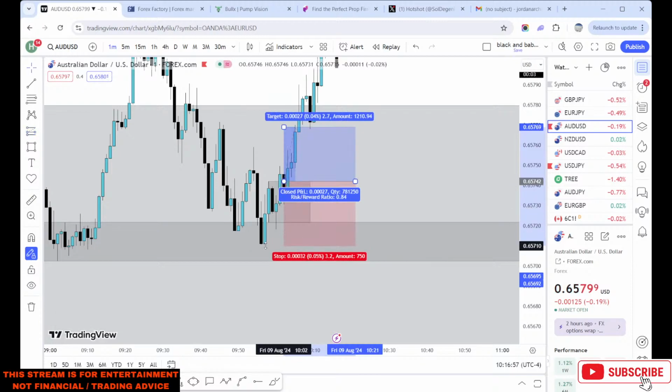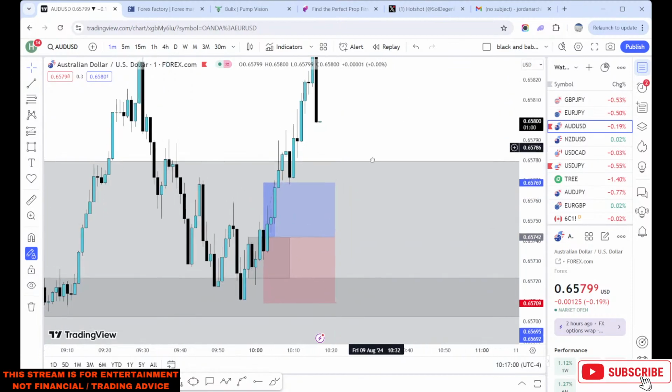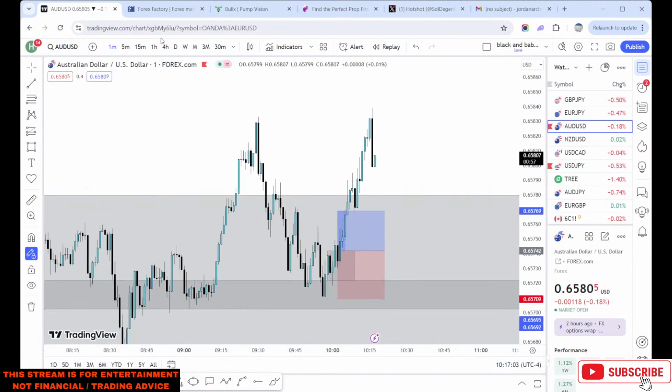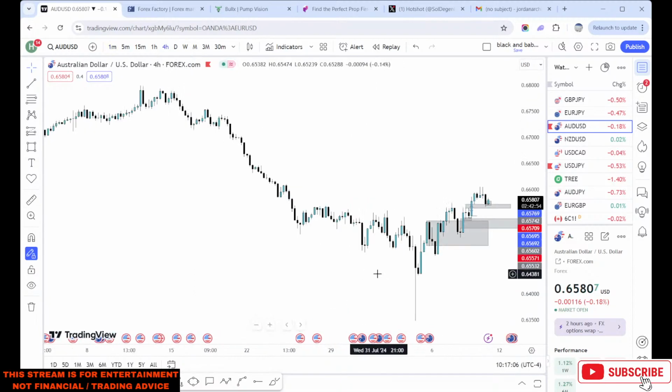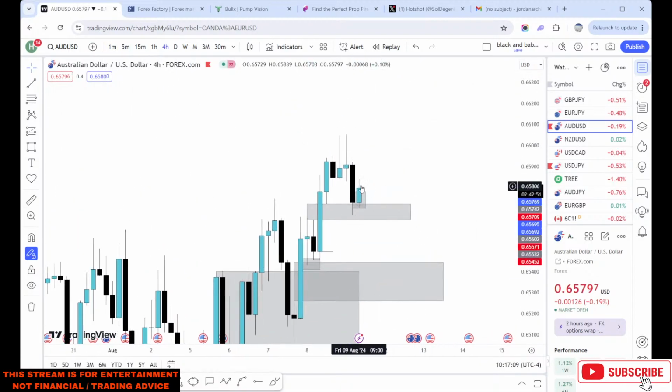Stop loss always goes below right here. Okay. About a 3.3 pip stop loss. And then you could target the highs. Always usually target the 4-hour candles highs. So like this high up here would be my target.